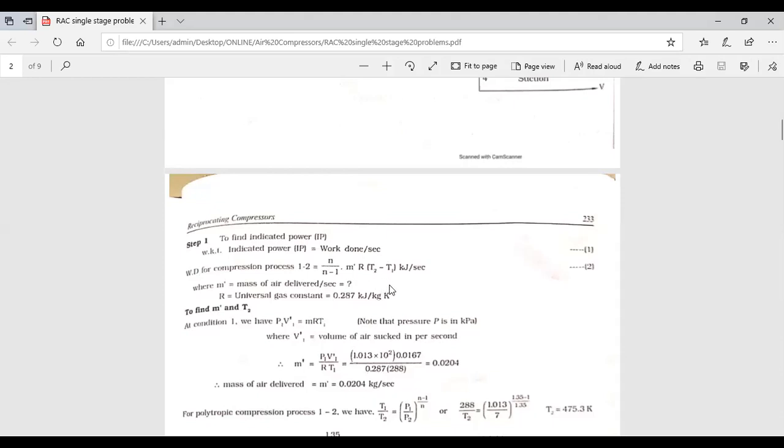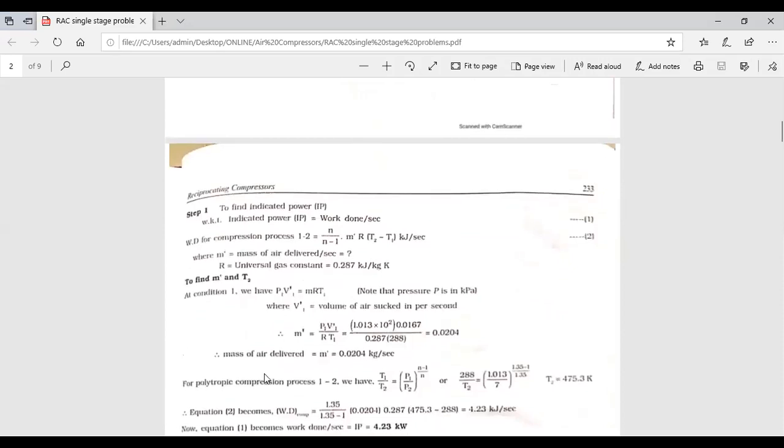In that case, you should remember the formula. What is the formula? T2 by T1 equals P2 by P1 to the power of N minus 1 divided by N. This is the relationship between temperature and pressure for polytropic compression. If it is adiabatic compression, just take gamma instead of N. That is the difference.